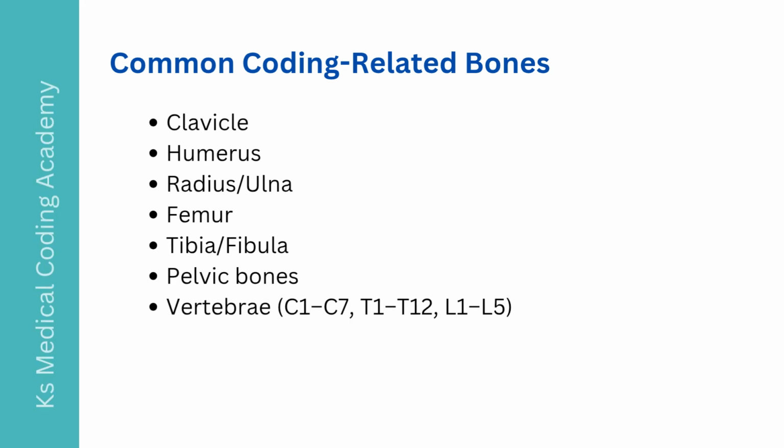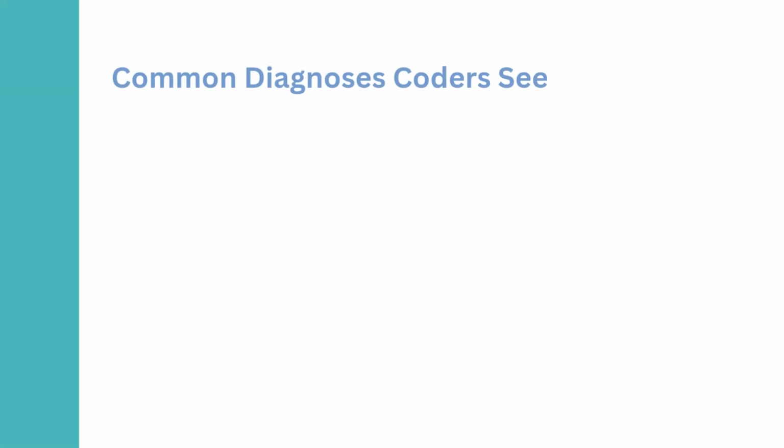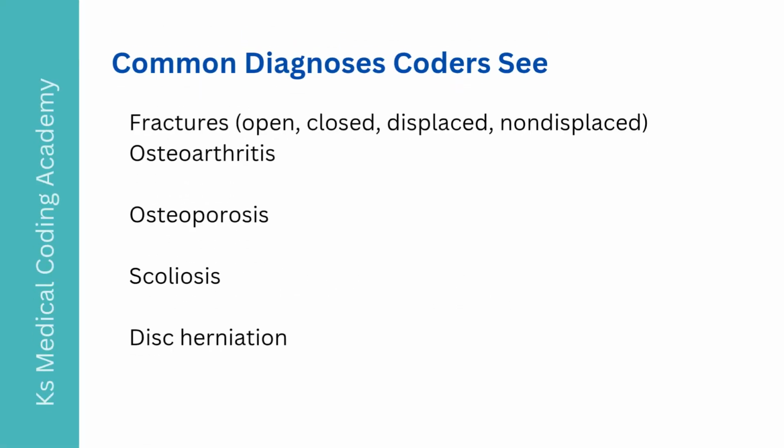Key bones. Commonly coded bones include the clavicle, humerus, radius, ulna, femur, tibia, fibula, and the vertebrae from cervical to lumbar. Each bone has multiple segments, and ICD-10 requires accurate anatomic specificity. Common diagnoses. You will frequently code conditions such as fractures, osteoarthritis, osteoporosis, scoliosis, and disc herniation. Each condition has specific coding rules that rely heavily on anatomical terminology.